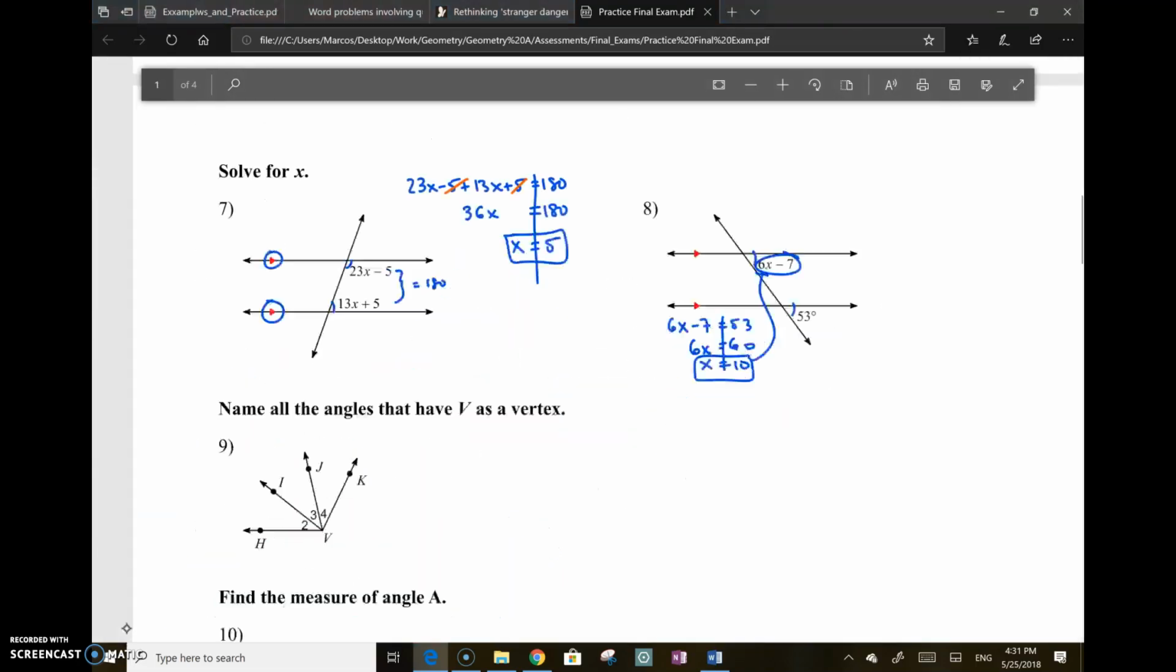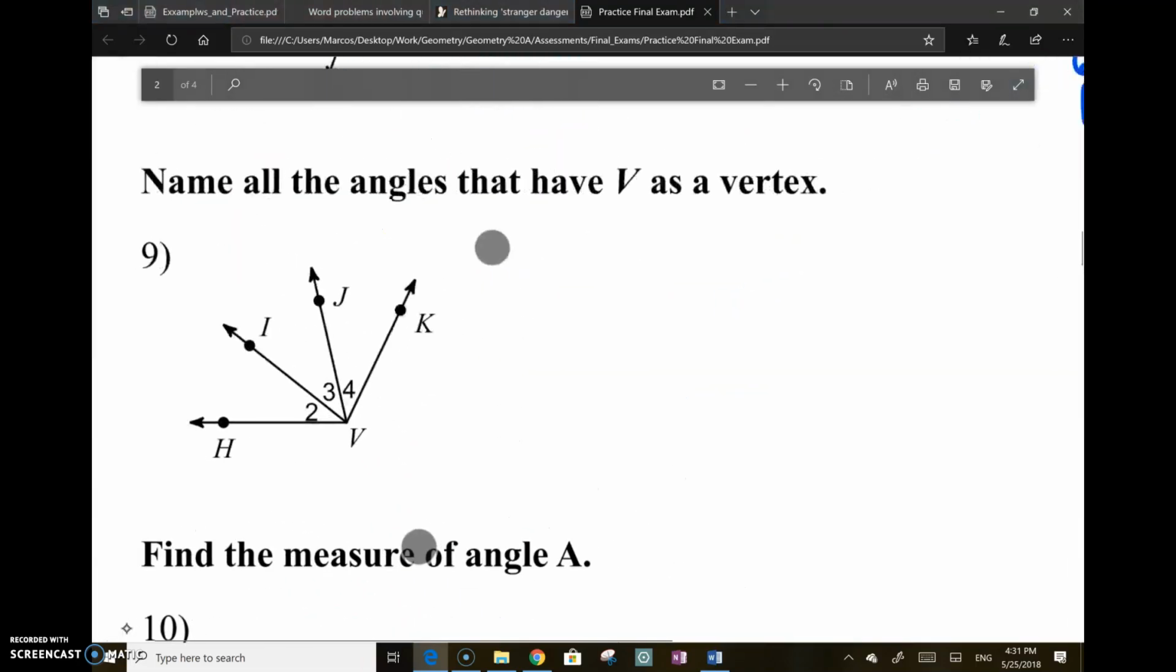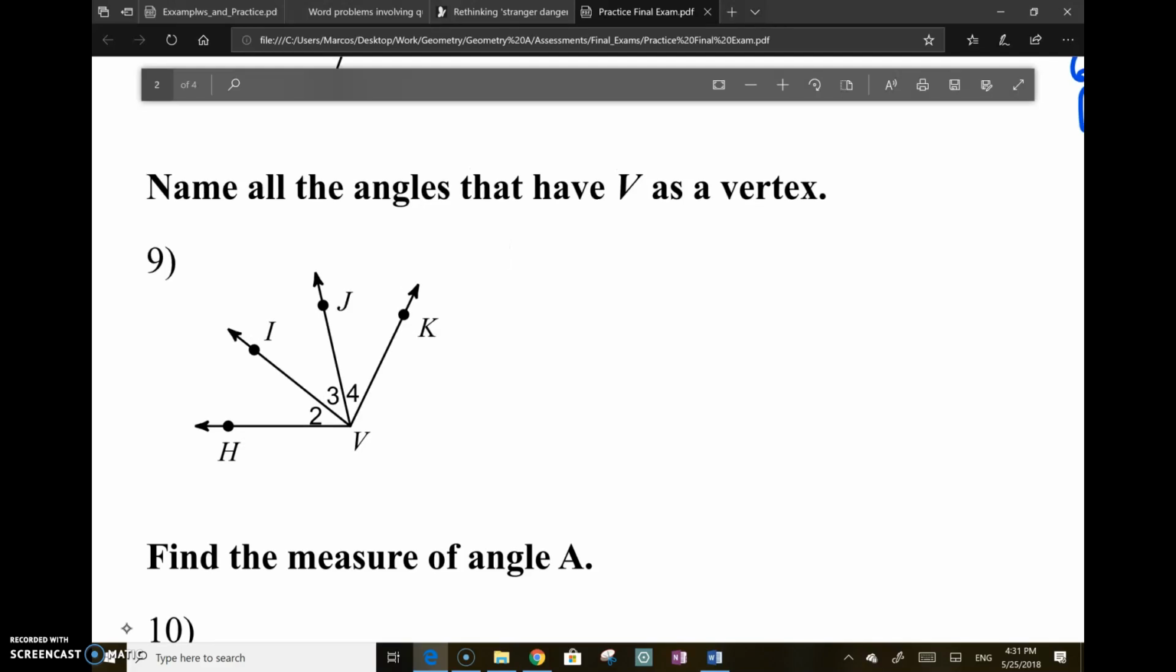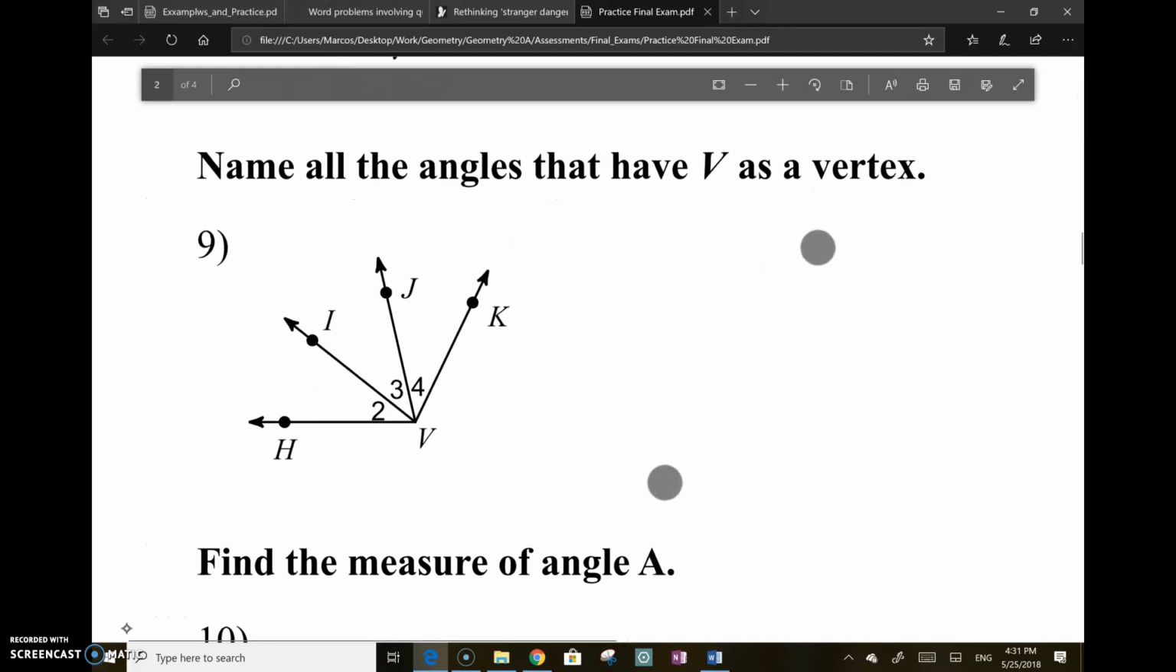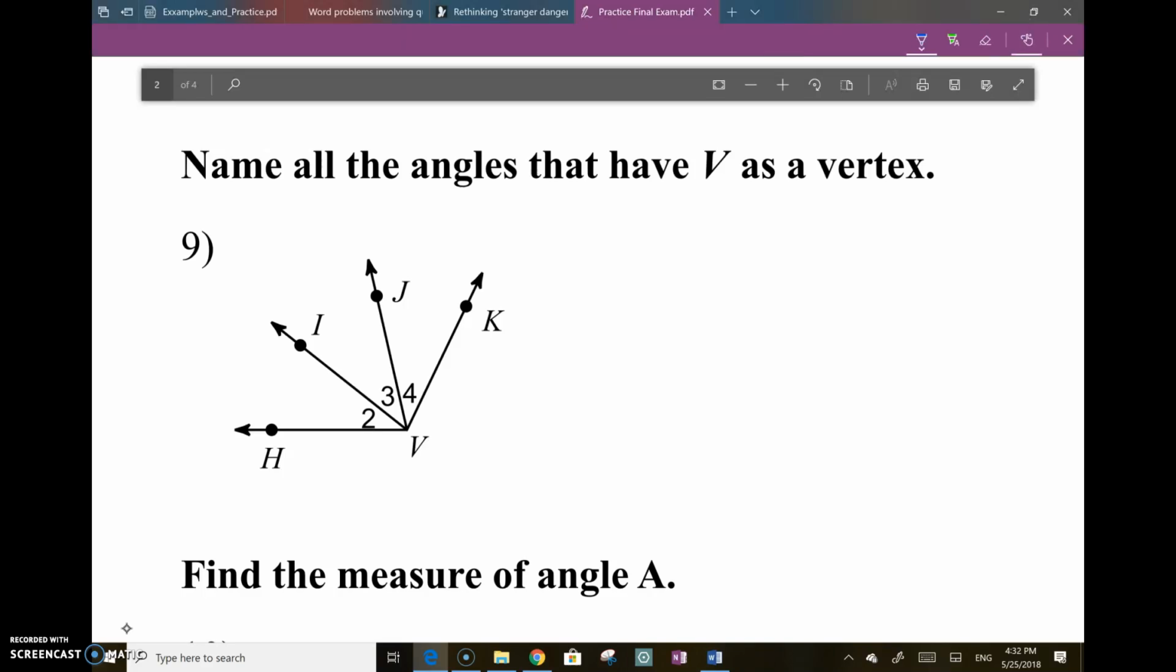Number 9, right here. So in this one, you have to name all the angles that have V as a vertex. Now, to name an angle means you have to first look at how it's set up. Is it numerical? Is it by points? How many angles are involved? Is it one angle, or is that one angle divided into several other angles?